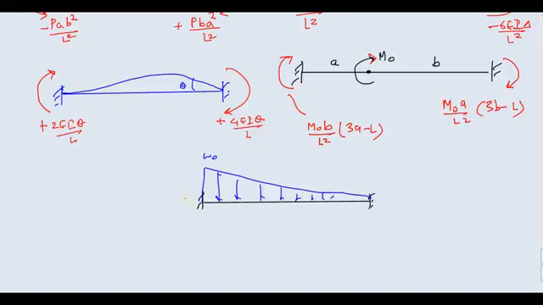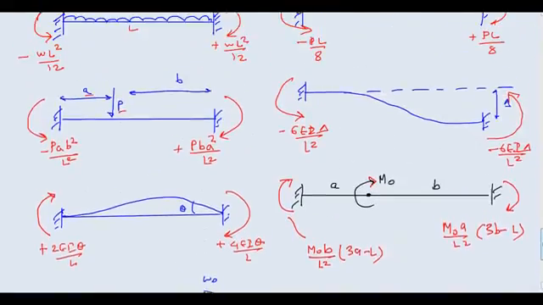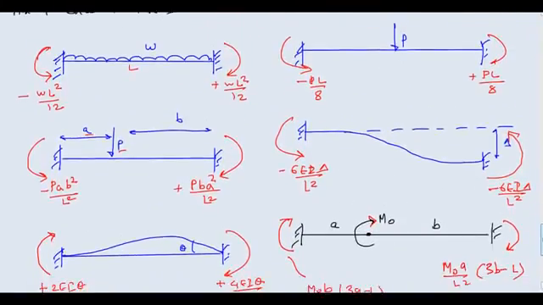This value here is W₀L²/20. Okay, and this value here is W₀L²/30. This is positive and this is negative. Okay, the 20 and 30 you can remember. So these are some of the fixed end moments that we will need in this method, and you should absolutely remember.